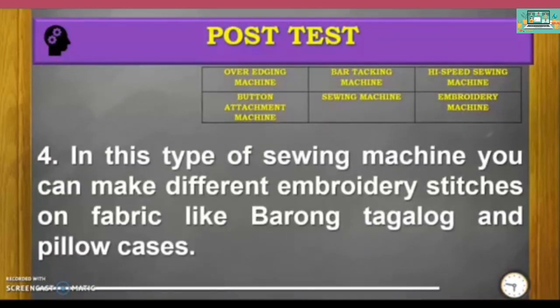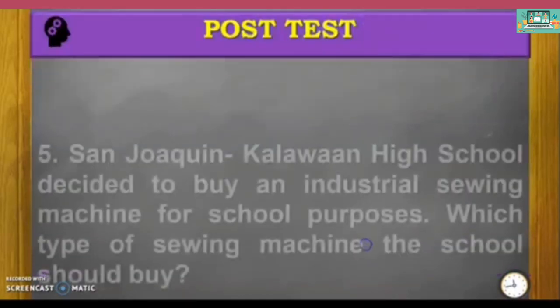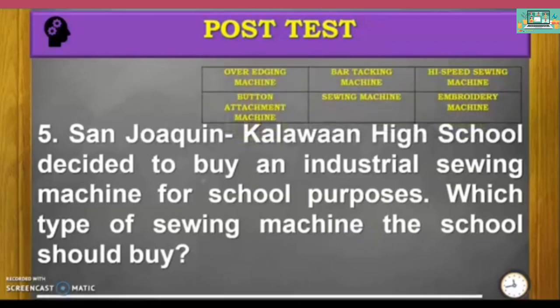Number 4. In this type of sewing machine, you can make different embroidery stitches on fabric like barong Tagalog and pillowcases. And number 5, San Joaquin Kalawaan High School decided to buy an industrial sewing machine for school purposes. Which type of sewing machine should the school buy?